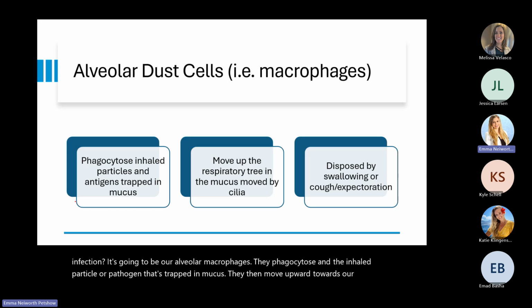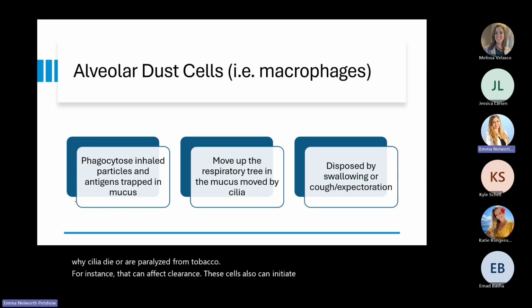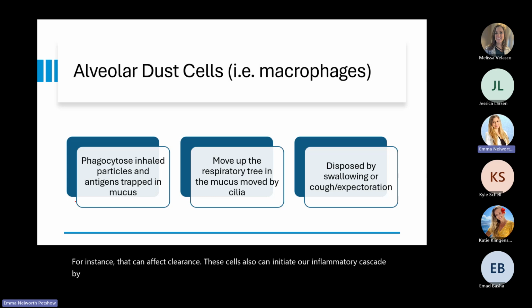They hijack our mucociliary clearance system. So they ride the wave of the cilia. That's why if cilia die, or are paralyzed from tobacco use, for instance, that can affect clearance. These cells also can initiate our inflammatory cascade by releasing cytokines. And so failure of these functioning macrophages, if we're smoking or immunosuppressed, predisposes to pneumonia.